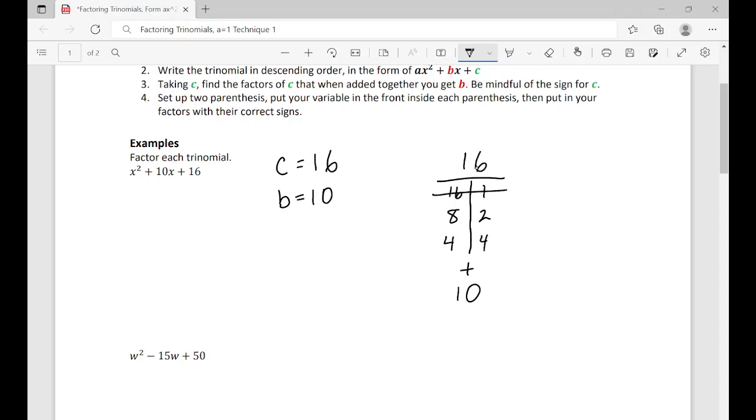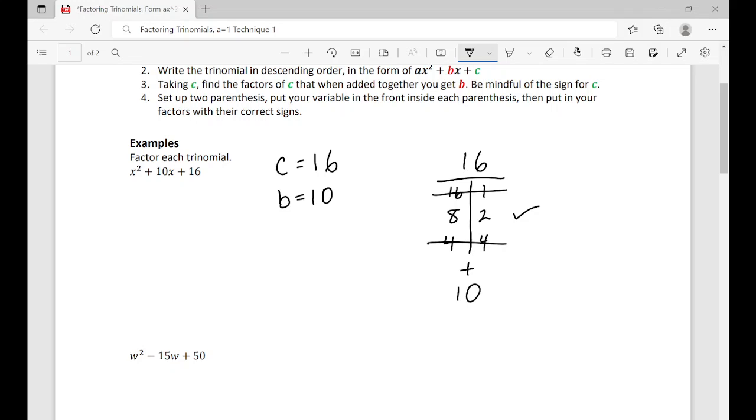8 times 2 is 16. 8 plus 2 is 10. So since it works, we know the other one will not work. So our factors are positive 8 and positive 2. So once you find factors that work, you're done with that. You don't have to go any further.